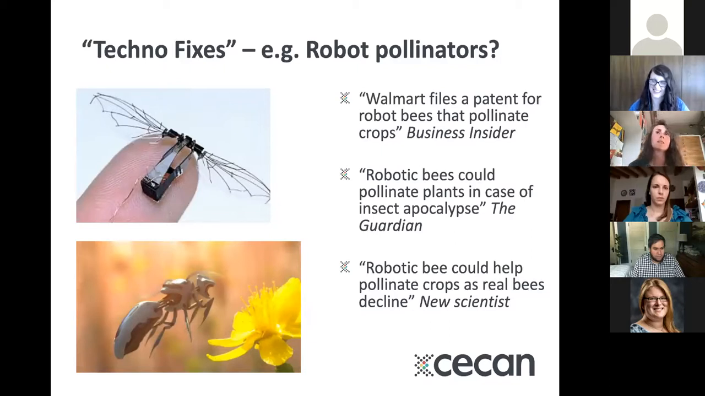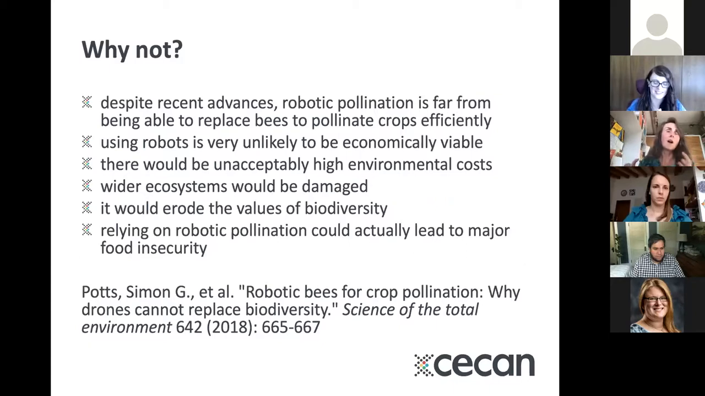I think a really nice example of that is this increasing idea of using robotic bees to deal with the problem of bee population collapse and issues around pollination of crops. So the idea that robot bees could replace bees. I think it's really worth going to this paper. There's a great review here on why this is a really bad idea by Potts et al. in Science of the Total Environment.